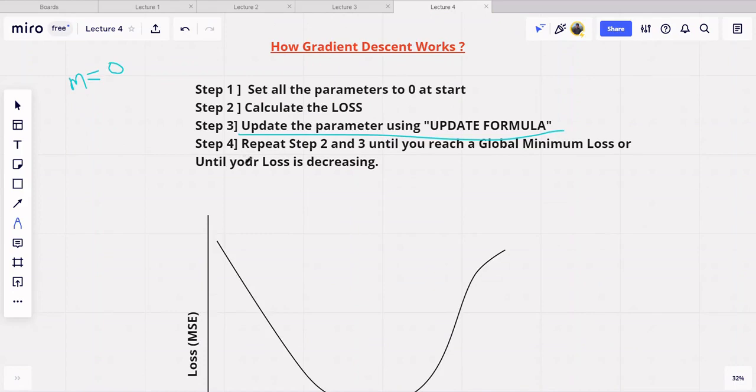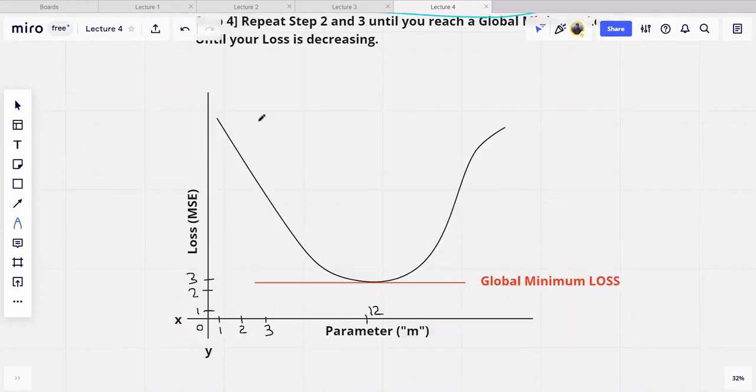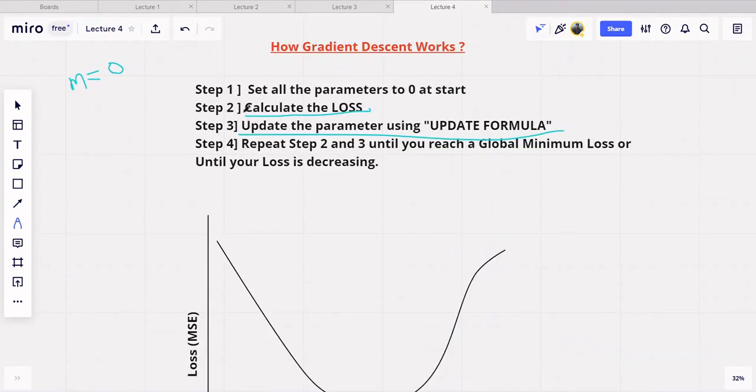So we have followed the first step, which is to start the parameters at some value, most commonly 0. The second step is to calculate the loss. Now we have calculated the loss and, let's assume, we got some numerical value here. Now the third step would be to update the parameters using the update formula.